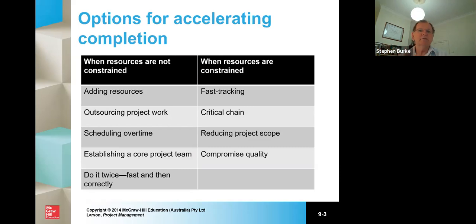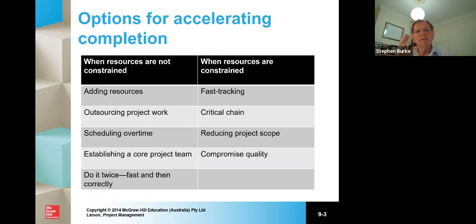So where resources are not constrained, you can add resources, okay? You can outsource some of the project work. You can schedule overtime, but you see we're starting to push costs up. You can establish a core project team so you get some very focused and specific management, and you can do it twice as fast. Just do it faster. And there's some interesting literature which says project managers generally can always do stuff faster.